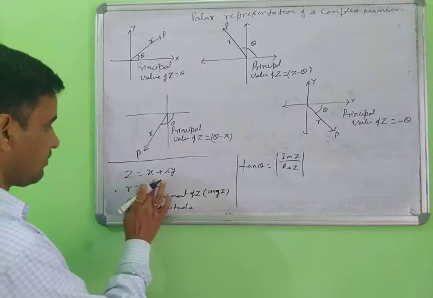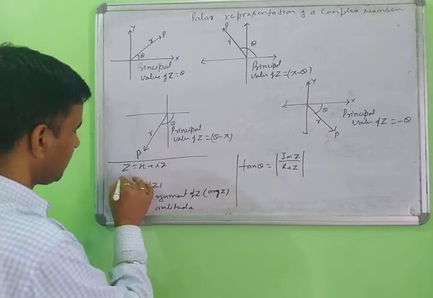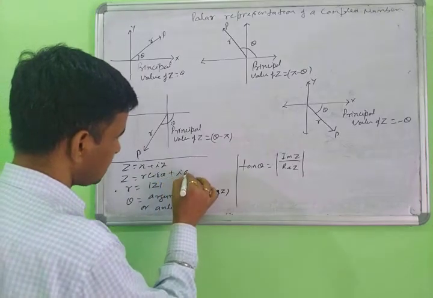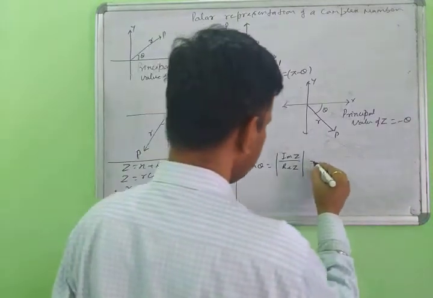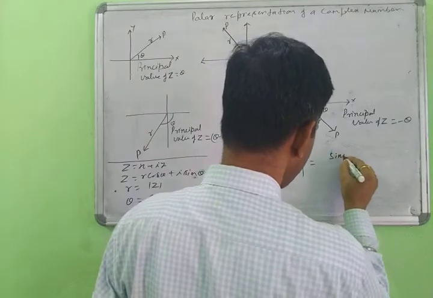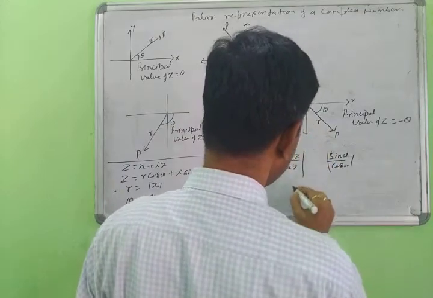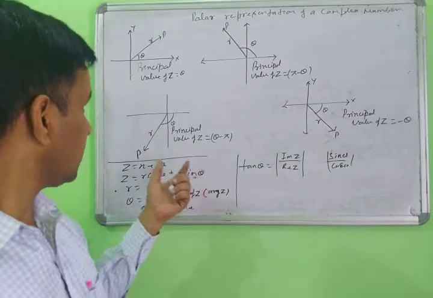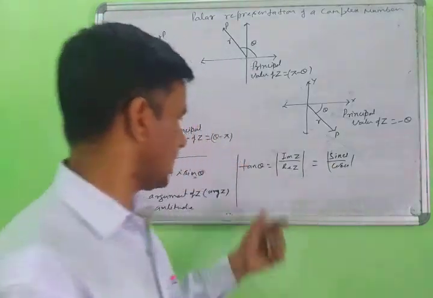This is the complex number x plus iota y. But what is the polar form of this? Polar form is r cos theta plus iota sin theta. So you can say the imaginary part is r sin theta, and the real part is r cos theta. The r cancels, leaving sin theta upon cos theta. So you can find theta with the help of this.